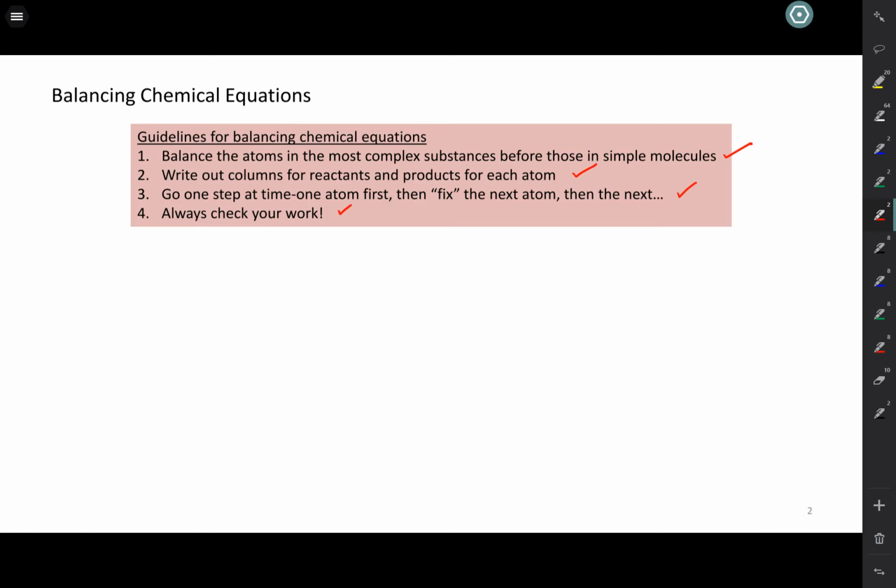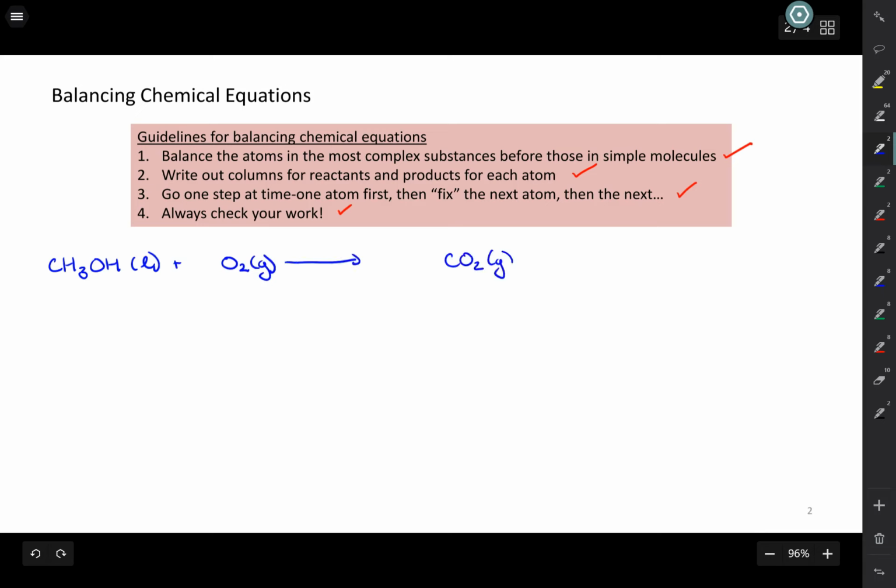So let's go ahead and do this for the reaction that we just explored, the combustion of methanol. So we have CH3OH again, and we'll say that's in liquid form. It reacts with O2 gas, and it's going to go to CO2 gas plus water liquid.